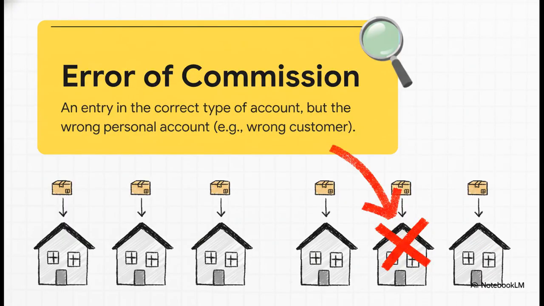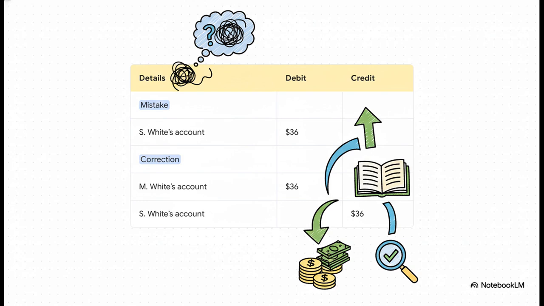Okay, another really common one you'll see is the error of commission. In this case, the amount is right and the type of account is right, but it gets assigned to the wrong person or company. Think of it like this. You're sending a package to the right street, but you've got the wrong house number. Okay, so in this example, a sale made to M. White was accidentally debited to S. White's account. To fix this, it's pretty straightforward. You just credit S. White's account to cancel out the mistake, and then you go ahead and correctly debit M. White's account. It sounds simple, but it is absolutely crucial for keeping accurate customer records.